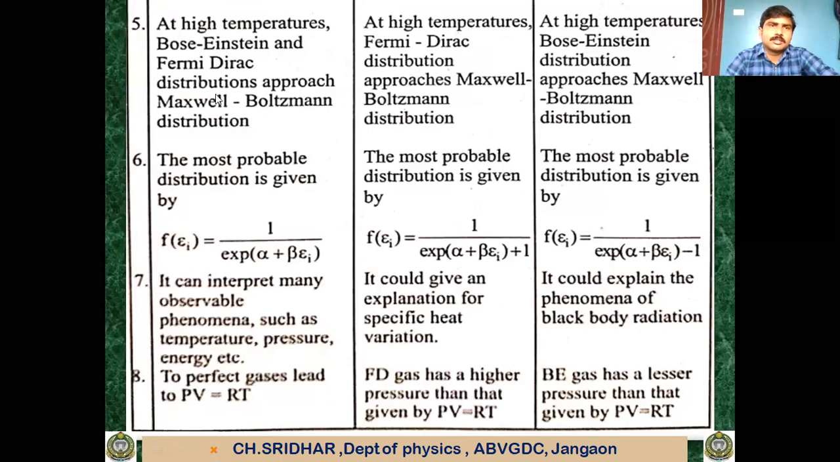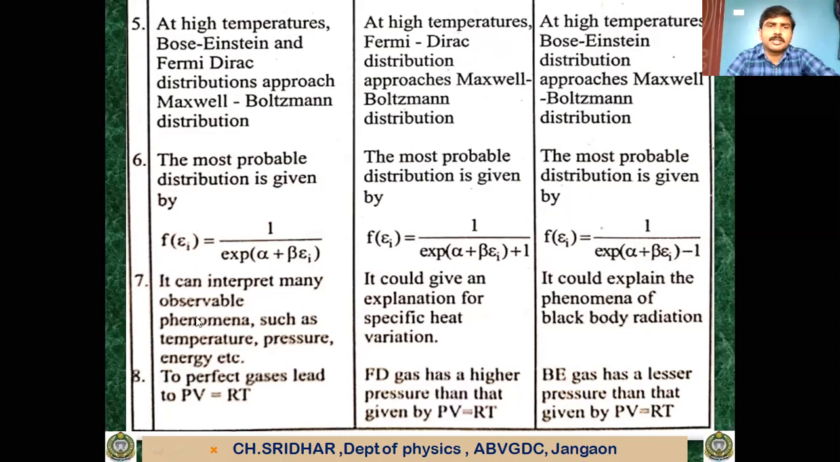In the case of Maxwell-Boltzmann statistics, at higher temperatures, the BE and FD distributions approach the Maxwell-Boltzmann distribution. And at higher temperature, the Fermi-Dirac distribution approaches the Maxwell-Boltzmann distribution. So it is the same one. The most probable distribution is given by f of epsilon i is equal to 1 by exponential of alpha plus beta epsilon i. In the case of Fermi-Dirac, it is +1, and in the case of Bose-Einstein, it is -1.